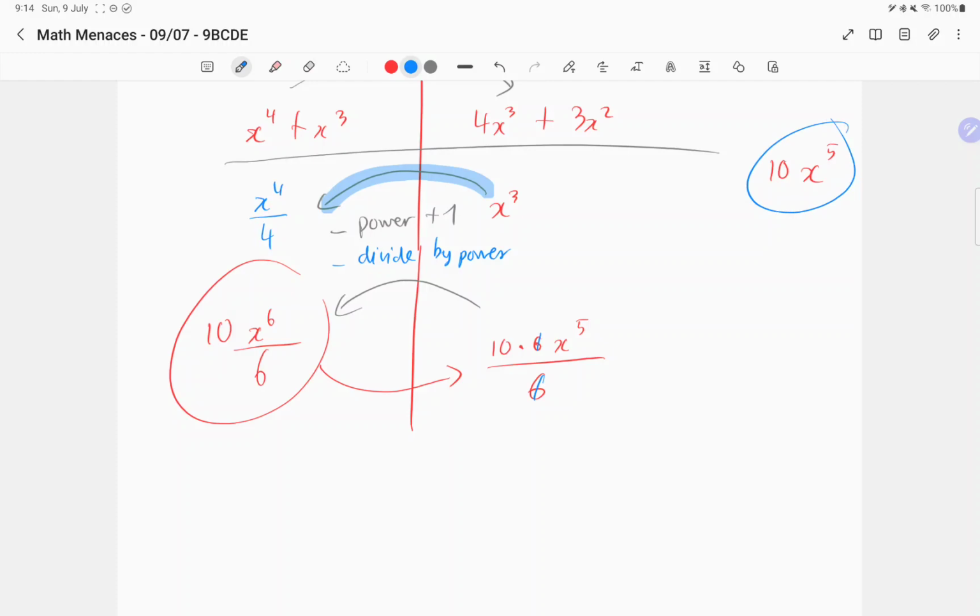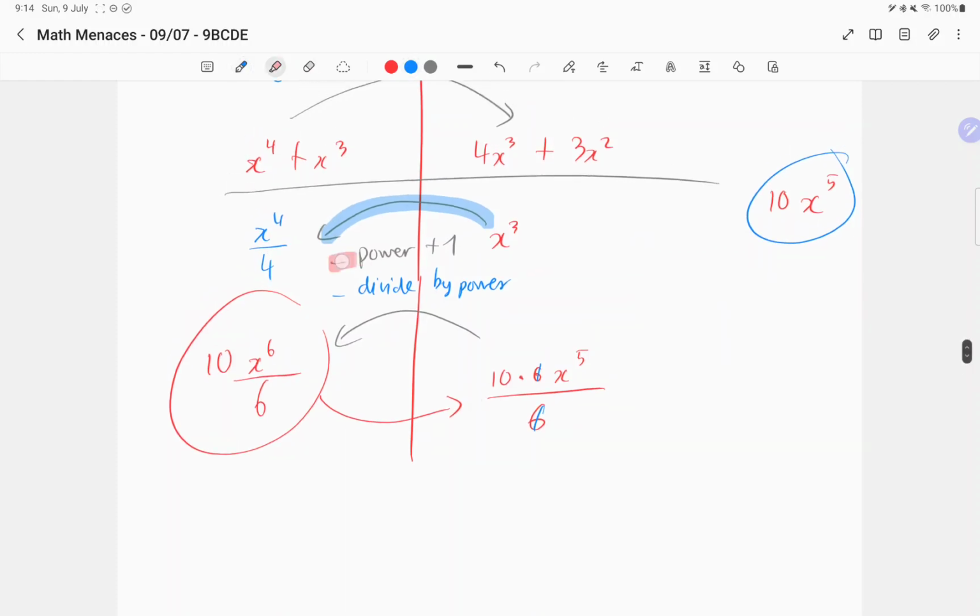Yeah, does that make sense? So the two steps will reverse, right? You need to add the power first, and then you divide by the new power. Now, there is one thing though.